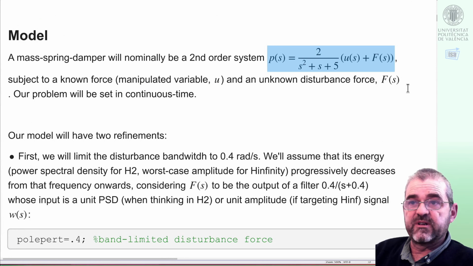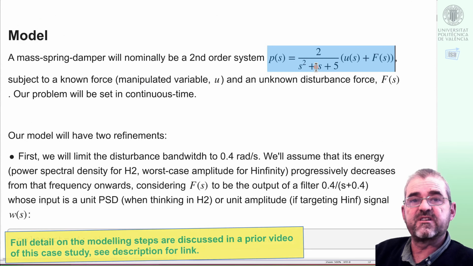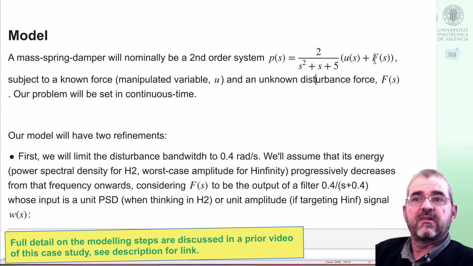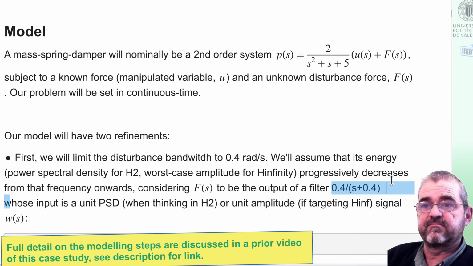This was our nominal model, but the coefficient multiplying S is actually uncertain, and the force F, which we want to estimate, is assumed to be a band-limited one, being F the output of an all-pass or white noise input when filtered through a first-order filter with this transfer function.